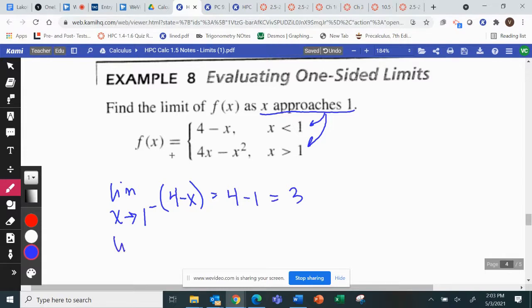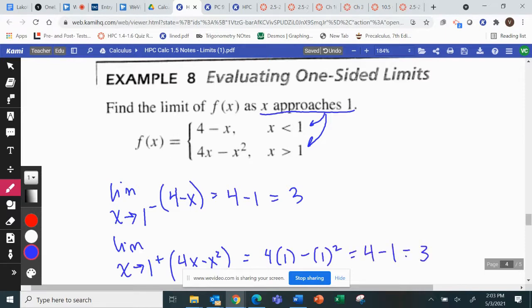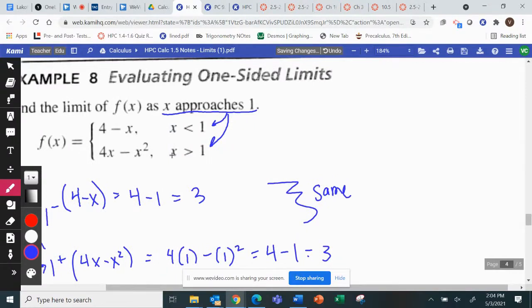So we do the same thing for this one. Limit as x approaches 1 from the positive. And anything greater than 1, we're going to use the second equation. So we'll do 4x minus x squared. So we do 4 times 1 minus 1 squared, which is 4 minus 1, which is 3. So if they are the same, then we can say the limit as x approaches 1 of this function is 3. We can say that because both sides are approaching the exact same thing.